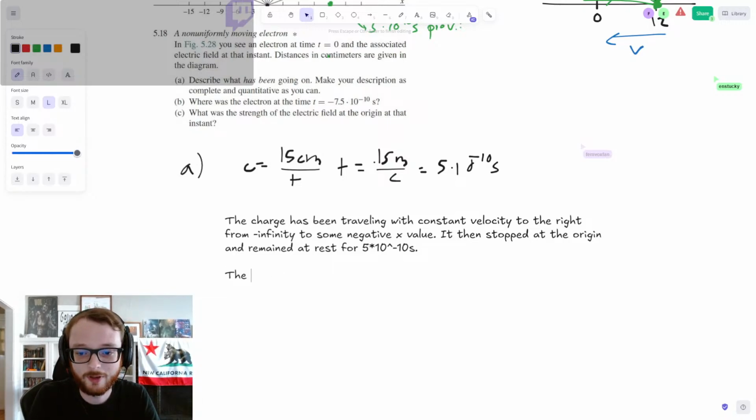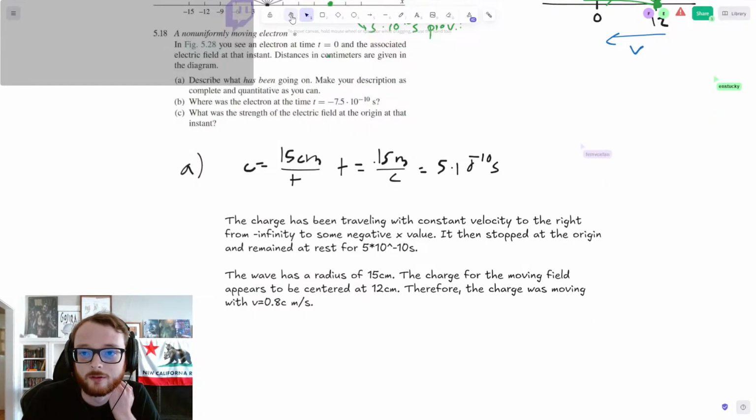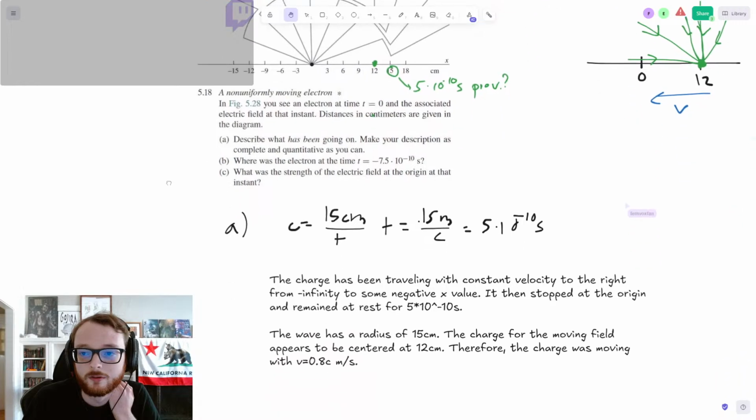I guess maybe they say that's like an electromagnetic wave. The wave has a radius of 15 cm. The charge, or the moving field, appears to be centered at 12 cm. Therefore, the charge was moving at v equals 0.8 c meters per second. Wow.